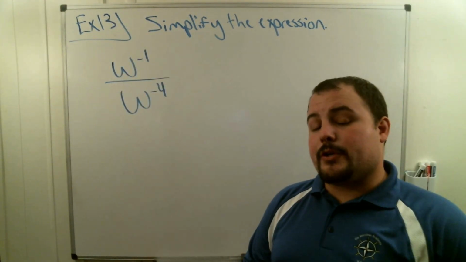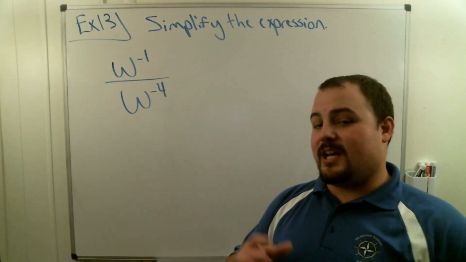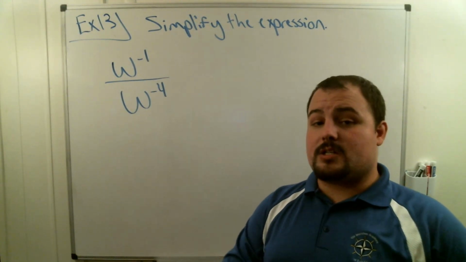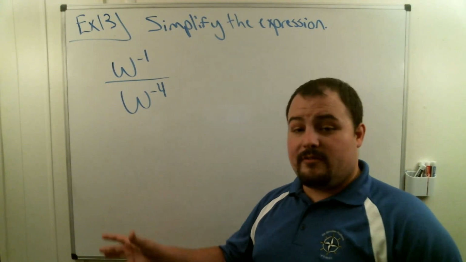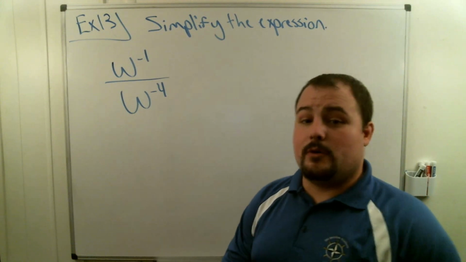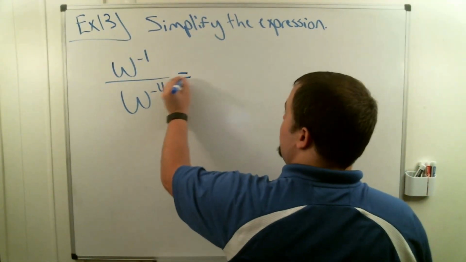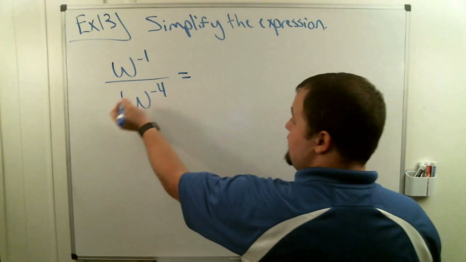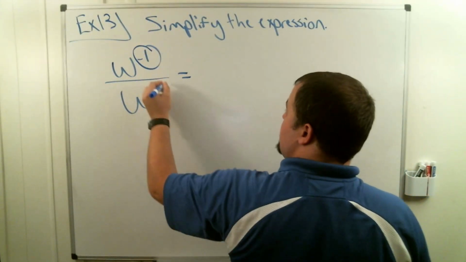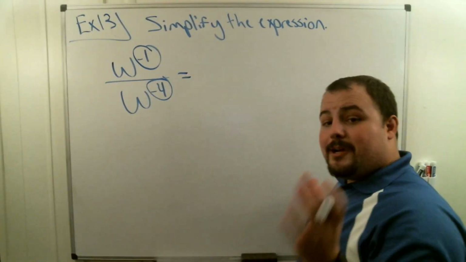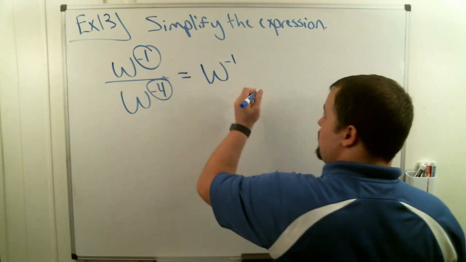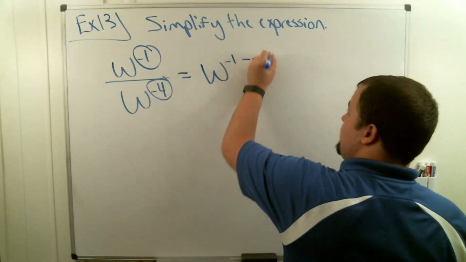So in example 13, we're actually looking at two numbers that have exponents, but this time they're dividing. Now, we're looking at numbers that have negative exponents. The same rule still applies as what we've done in the past. When dividing two numbers with the same base, what we want to do is subtract the exponents. So in this case, if I had w to the negative first power, and I'm dividing it by w to the negative fourth power, we're going to look at the exponents, since we have the same bases, and we're just going to subtract those. So, w to the negative 1 minus negative 4.